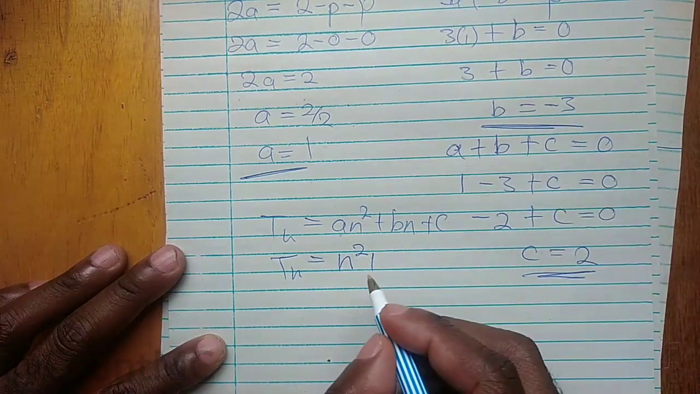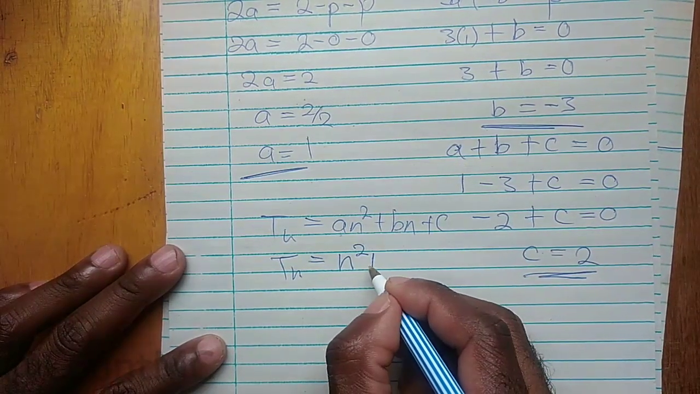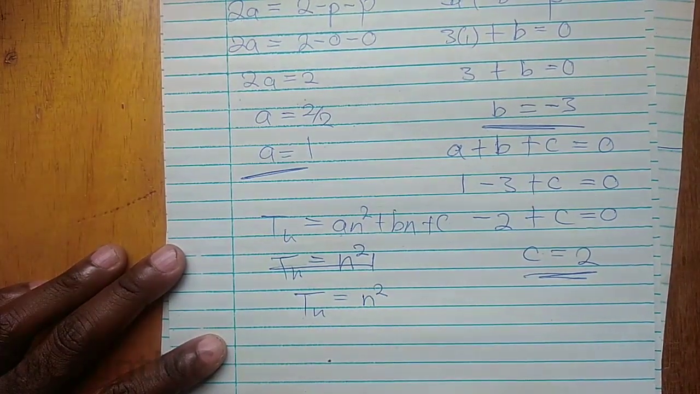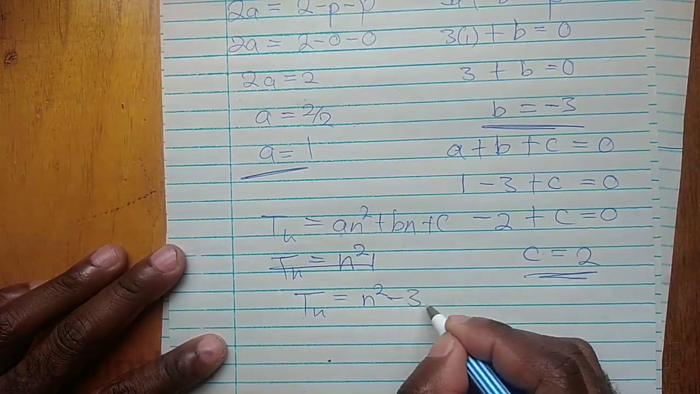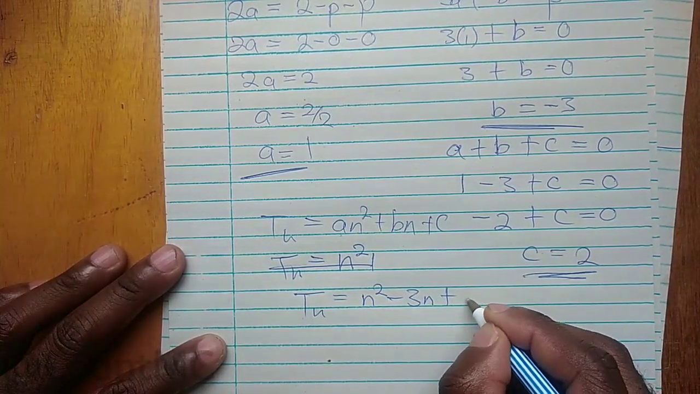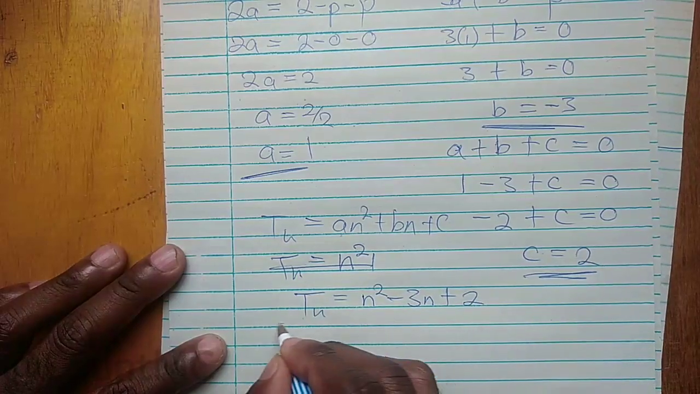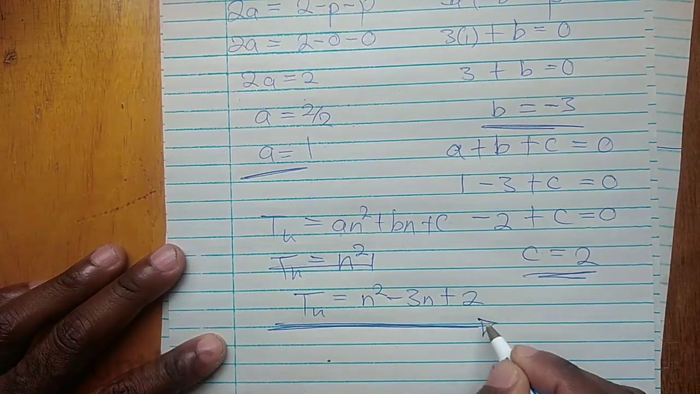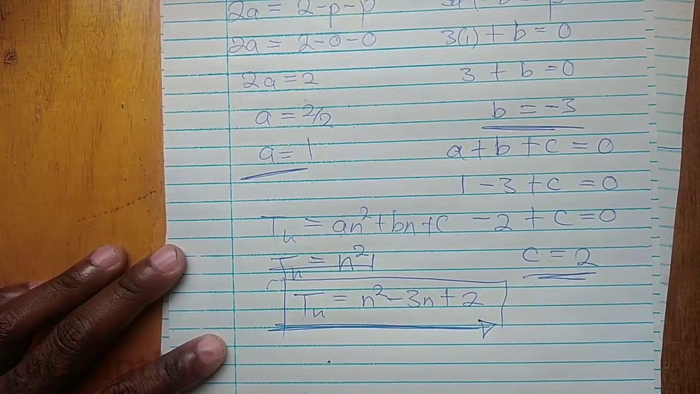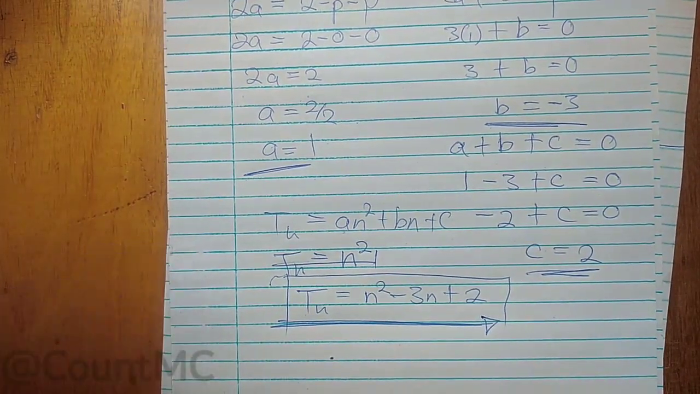What's b? B is a minus 3. So a is 1, b is a minus 3, and c is a plus 2. So this is our final answer. Tn is equal to n squared minus 3n plus 2.